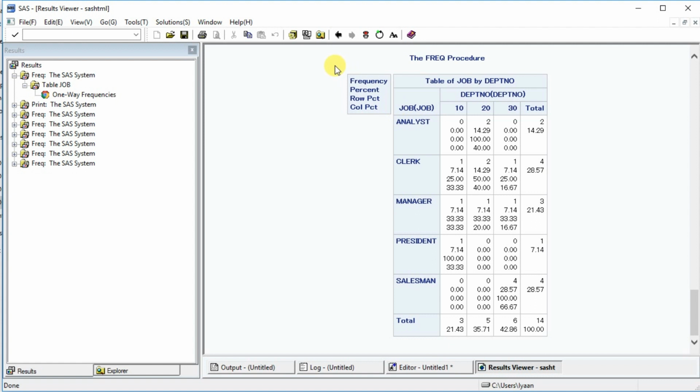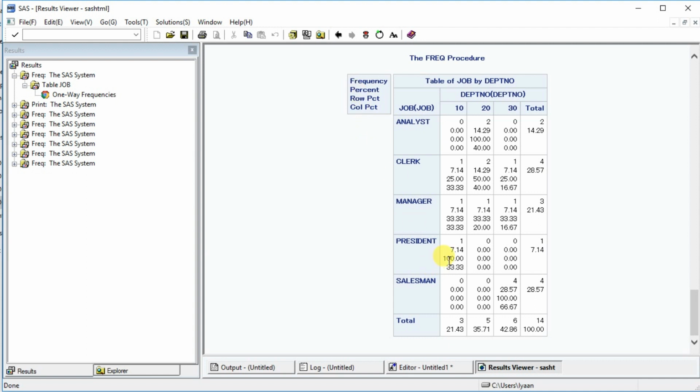If you randomly pick any value or any cell, you can understand what the figures are all about. So let's take this one. When I'm talking about the upper section, which is 1, and this is a frequency, that means you have only 1 president and it belongs to department number 10. And this 7.14 means your percentage. So this is your overall percentage for department number 10, because you are contributing with only number 1.